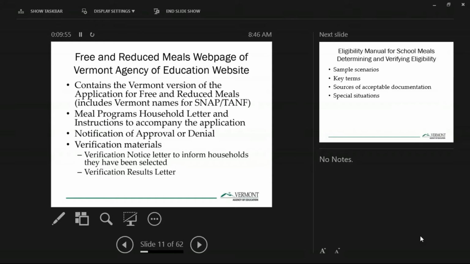We also have the household letter and instructions that accompany the application and explain to folks how to fill it out, and the notice of approval or denial of benefits. And then for verification, we have the verification notice letter to inform households that they've been selected for this process, and then a results letter, which informs them whether or not, based on this process, their benefit status has changed or stayed the same.